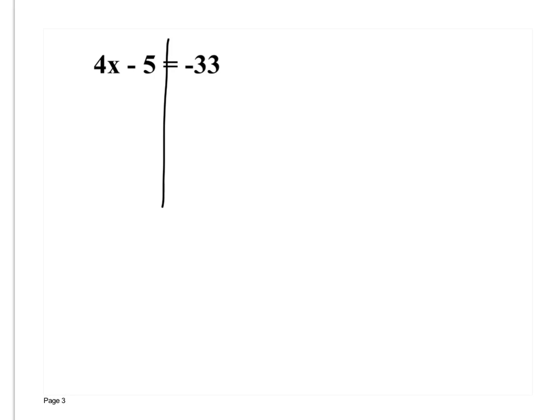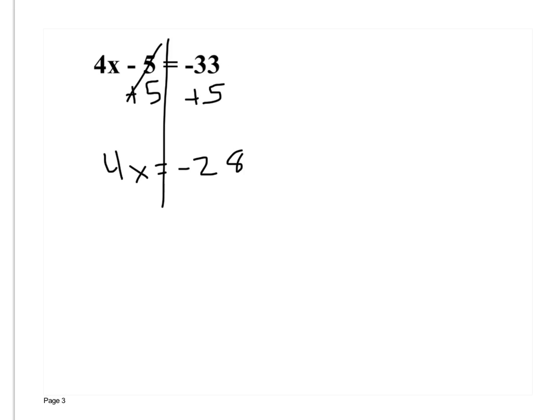Alright, so we have 4x minus 5 is equal to negative 33. I look at my variable, I see what's being done to it. I'm timesing it by 4, and then subtracting 5. So I go in reverse order of that. I add 5 to both sides because I want to get x by itself eventually. Negative 33 plus 5 is negative 28.